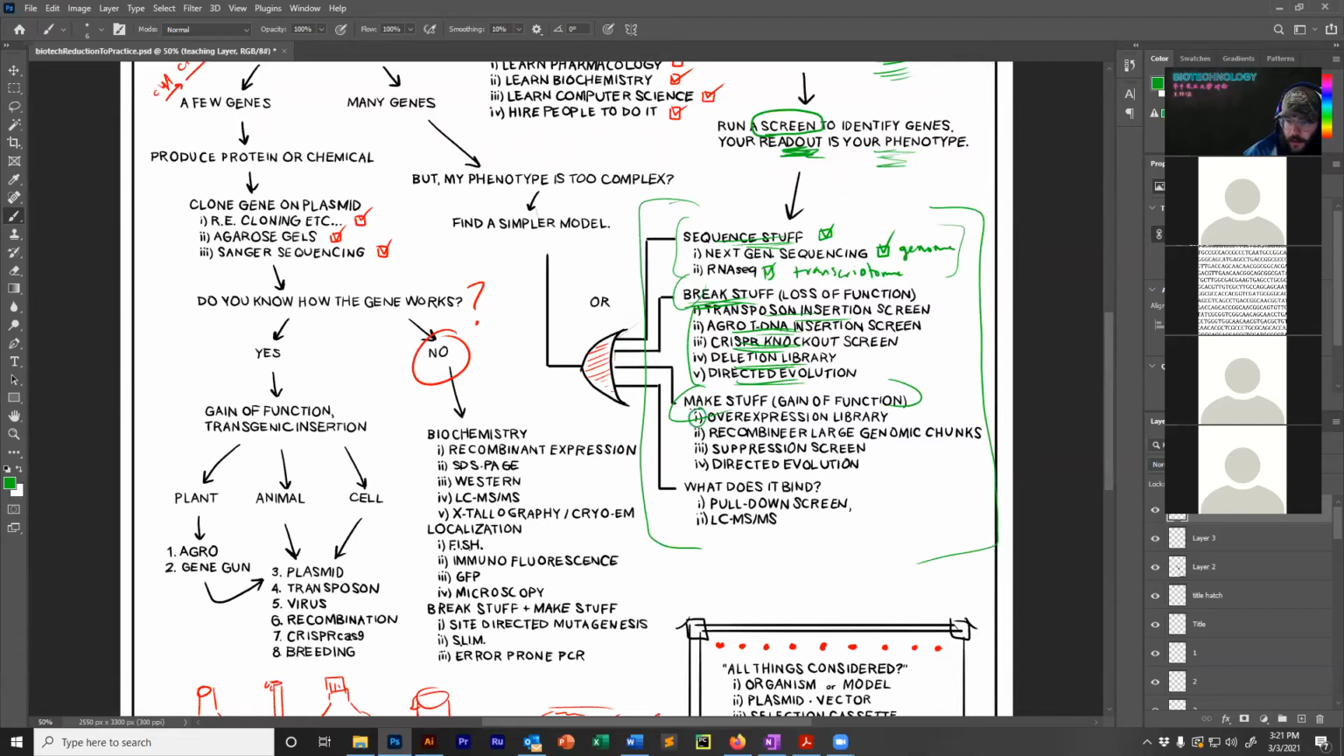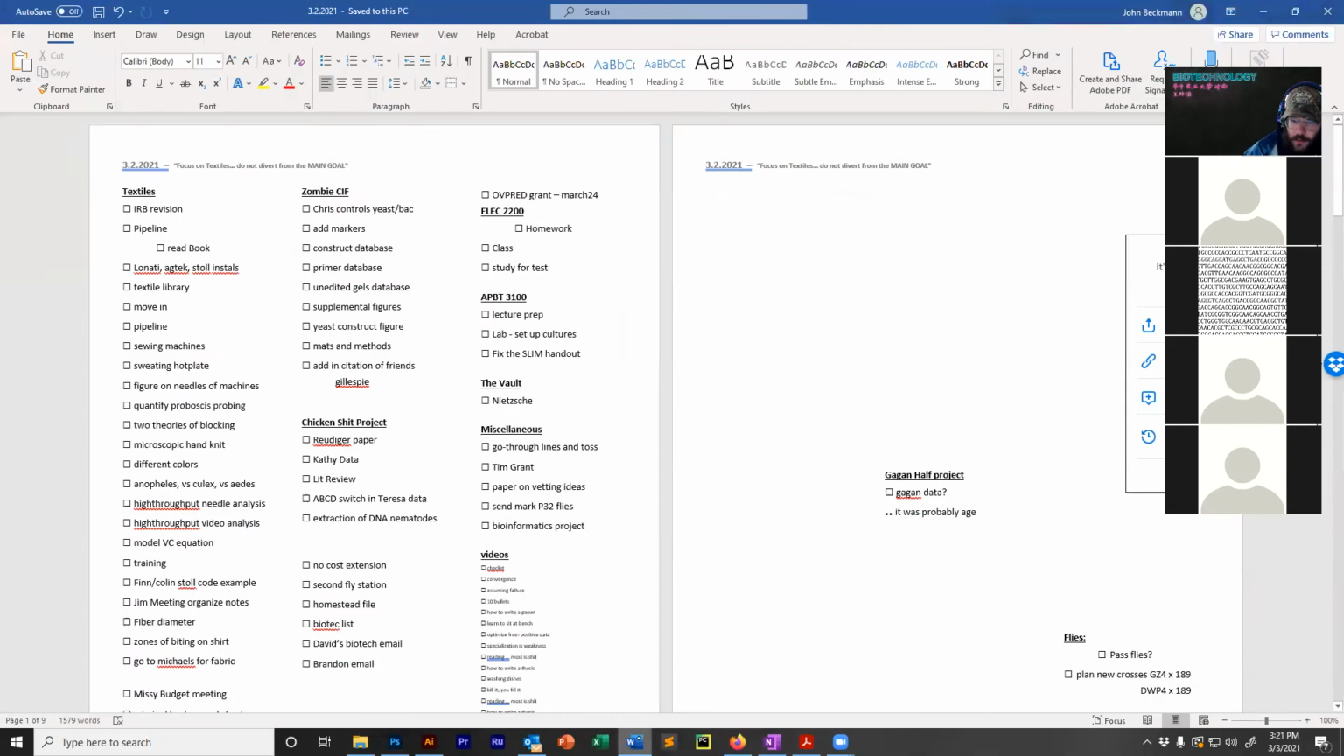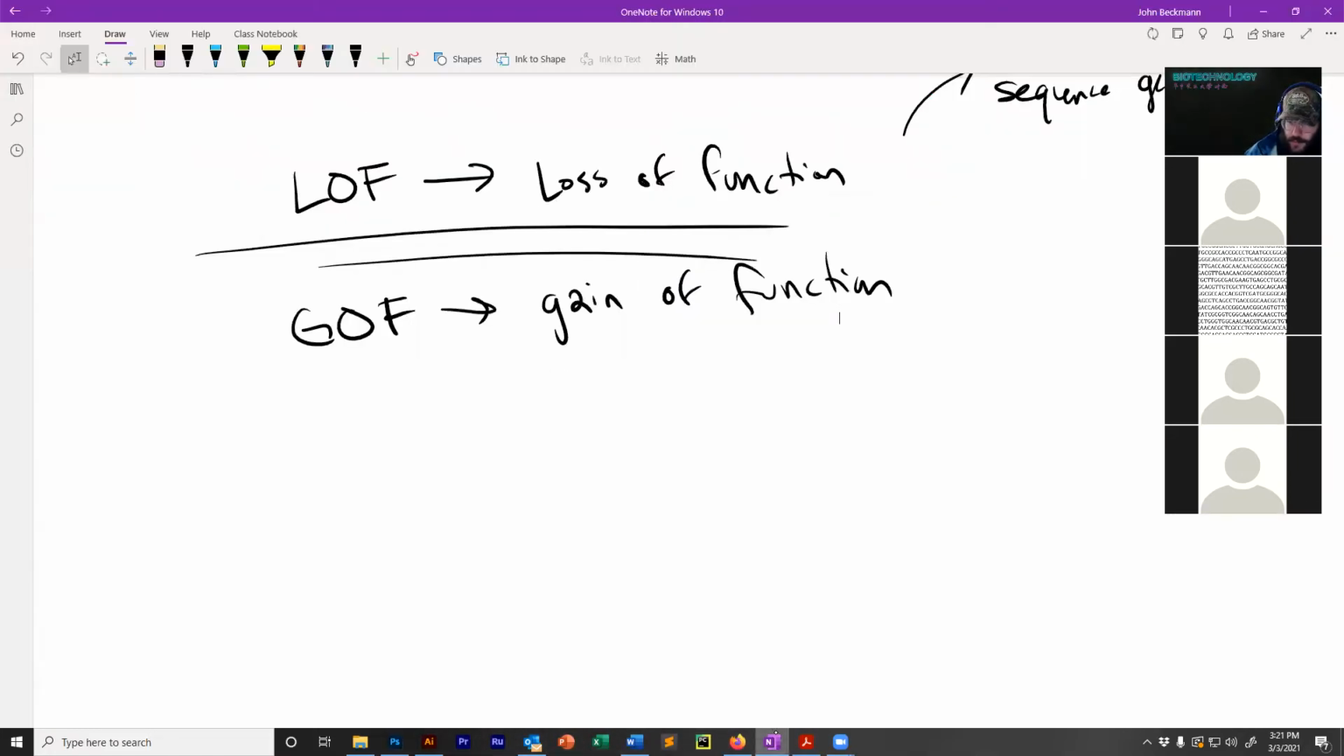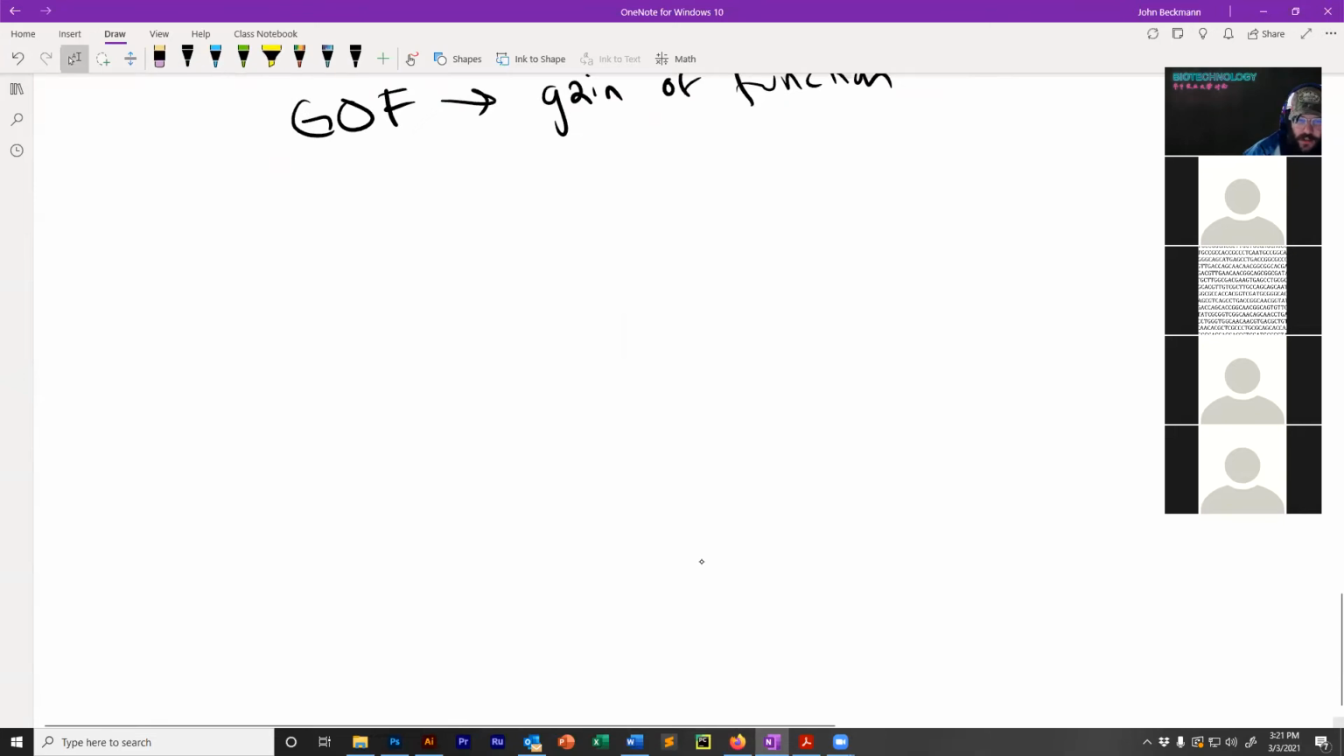Okay, number 1, overexpression library. There's so many things open. Overexpression library, what would that be?